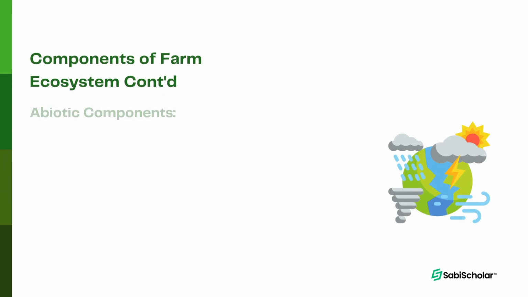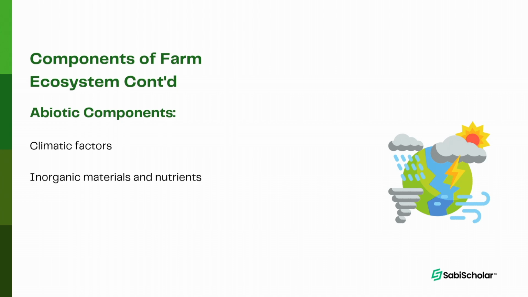Now, moving to the abiotic component of the farm ecosystem. The abiotic components of the ecosystem include the non-living parts. These are climatic factors like rainfall, temperature, wind, humidity, sunlight, etc. Then inorganic materials and nutrients like carbon dioxide, oxygen, nitrogen, calcium, phosphorus, etc. Then we also have edaphic factors like soil, rock, topography, and other factors like dust, storm, fire, water, etc.